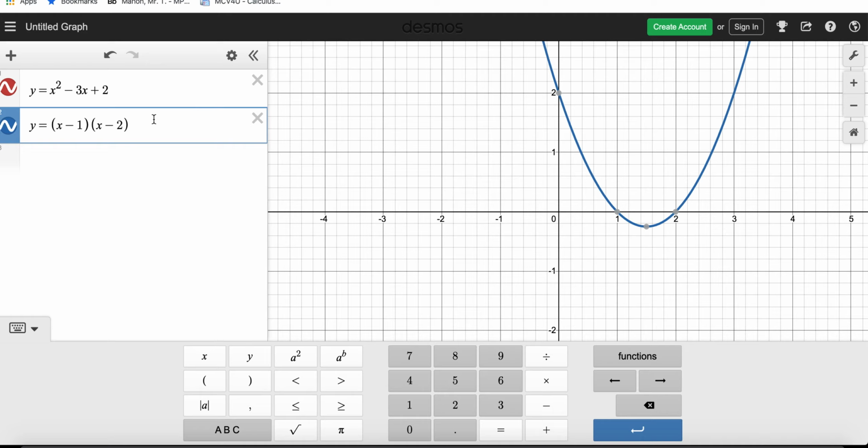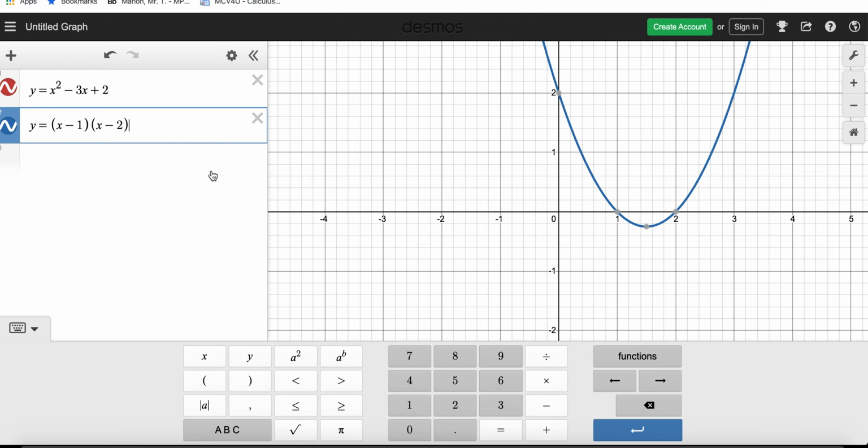Now, the new thing here, we're going to learn the third form. That would be the vertex form. And from its name, just by looking at that form, we can know the vertex. But we're going to get to that in a bit.